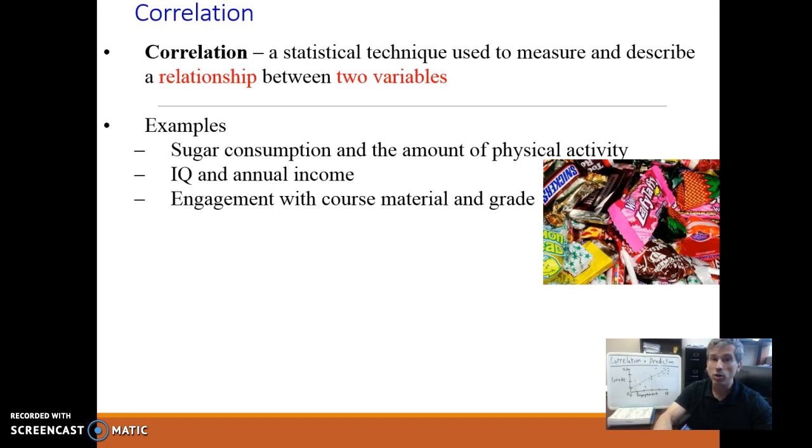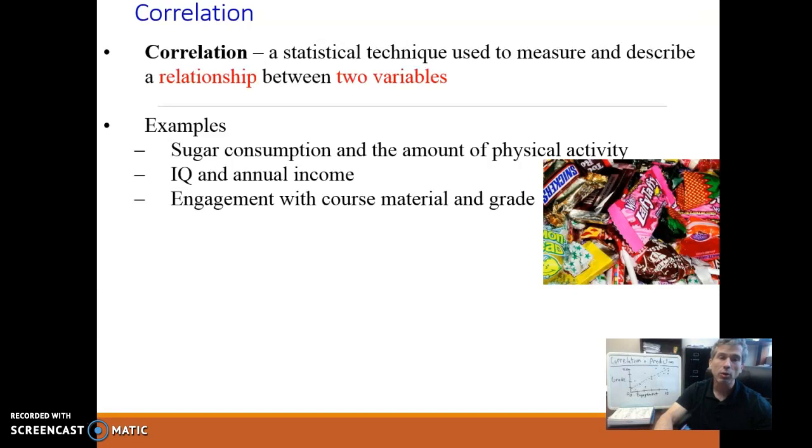IQ and annual income, you could measure both of those and see if they're related to one another or not. Here you probably expect a positive correlation, where people that have higher IQs tend to make more money and vice versa. By the way, in real world data, there is a positive correlation there, but it's not nearly as strong as you might expect, a lot weaker than you'd think. More intelligent people do tend to make more money, but not dramatically so.